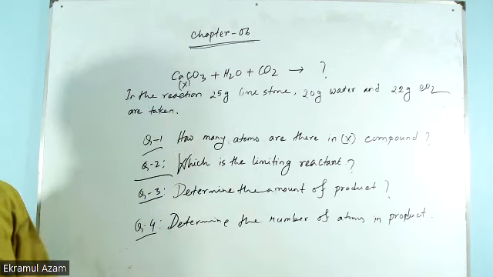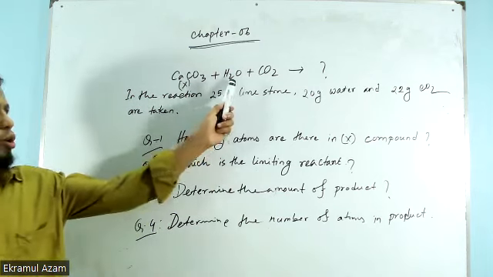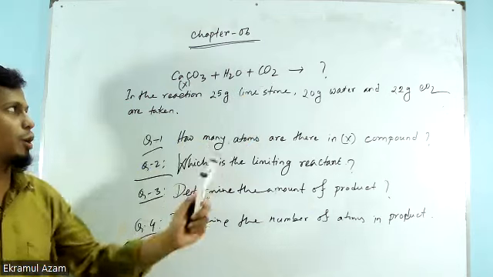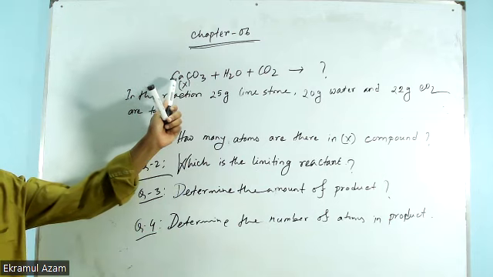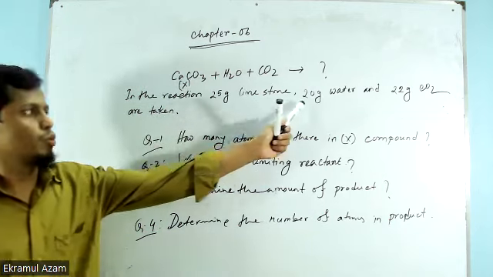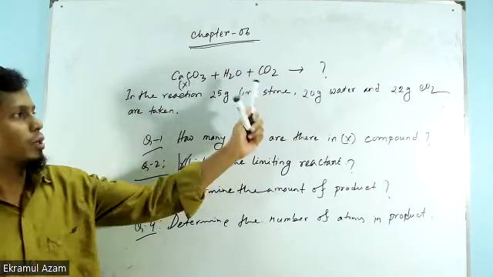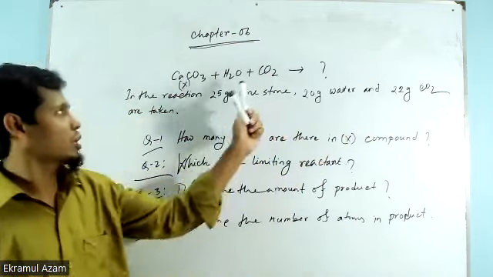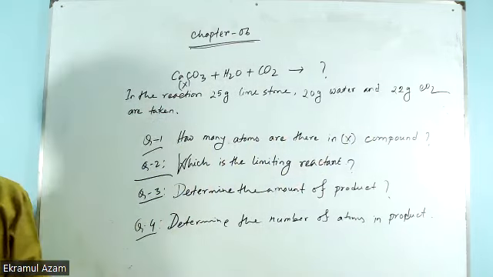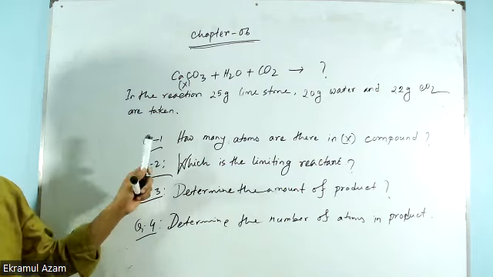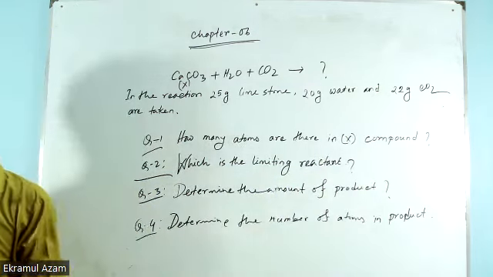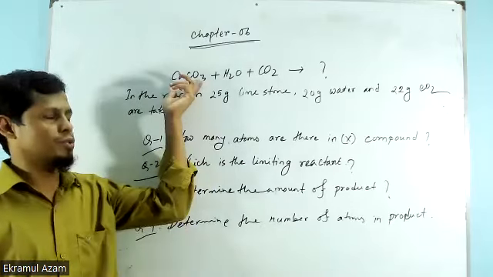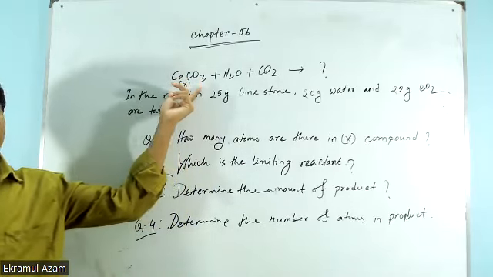It's called calcium carbonate, water and carbon dioxide. In this reaction, 25 gram limestone, which means calcium carbonate, 220 gram water, meaning H2O, and 22 gram of carbon dioxide are taken. Now, question 1: how many atoms are there in X compound? That means you have to determine the number of atoms in X compound, that is, in calcium carbonate.